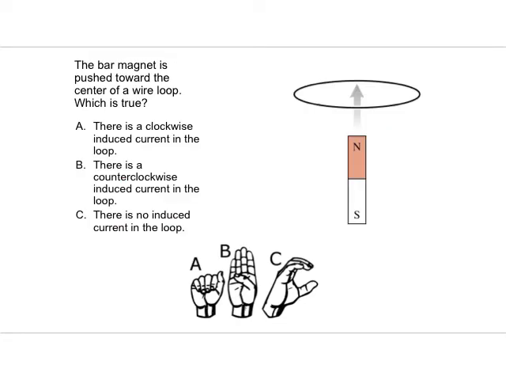A bar magnet is pushed towards the center of a wire loop. What can you say about the induced current? Think about it. I'll be back.